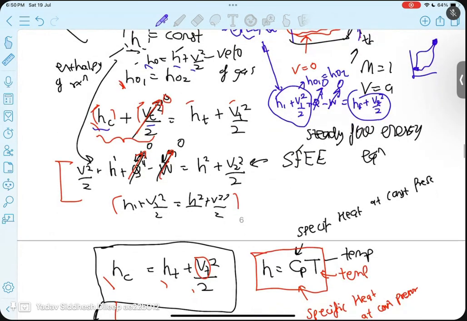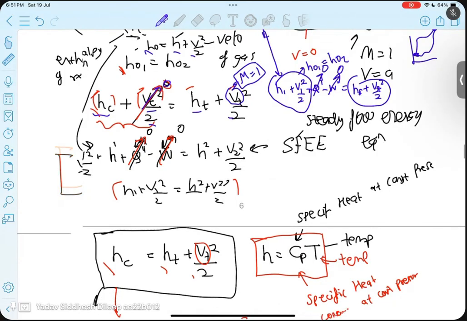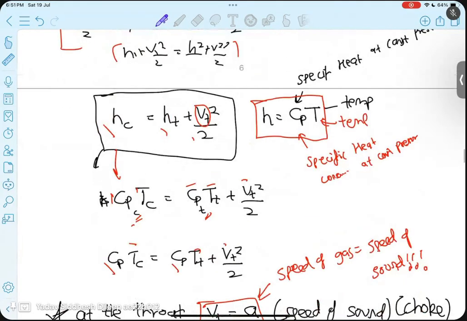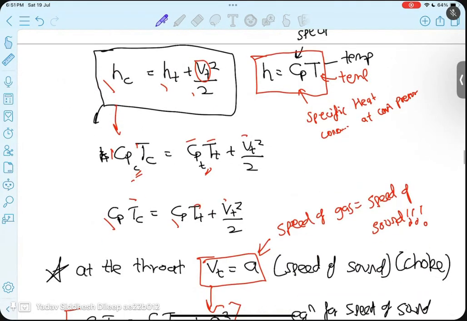So Hc plus Vc square by 2 equals Ht plus Vt square by 2. C stands for combustion chamber, t stands for throat. In the combustion chamber, I already told you velocity is 0, no velocity. At the throat, we know that the Mach number at the throat is 1. In the previous session I told you the condition for choking: Mach number at the throat equals 1. This is the condition for choking. From here, the flow is choked.